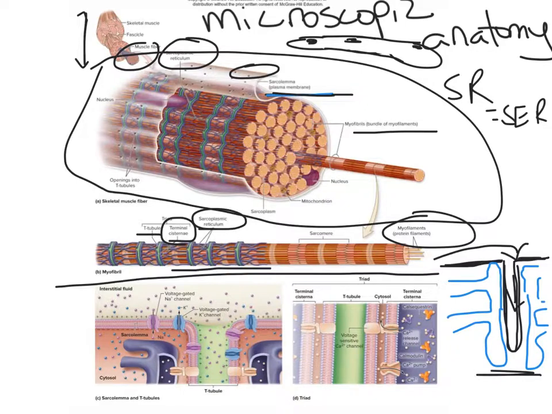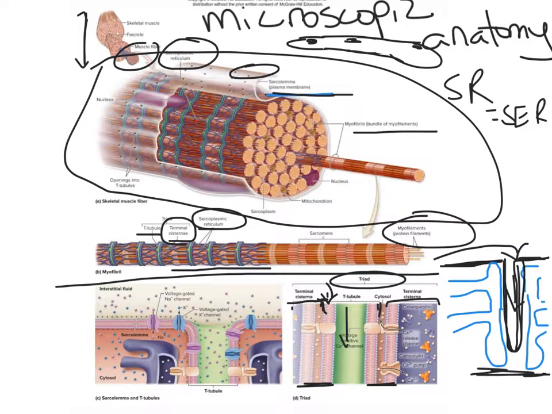And the association of the T-tubule with two terminal cisternae is called a triad. And you can see it here. So you have the membrane of the terminal cisternae on each side, and then you have the plasma membrane invagination, this T-tubule, and these membranes are in close proximity to one another. So what happens on the sarcolemma, the plasma membrane, can come down this T-tubule and interact with the terminal cisternae.